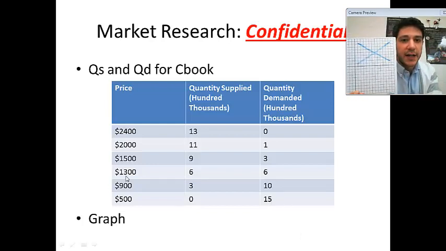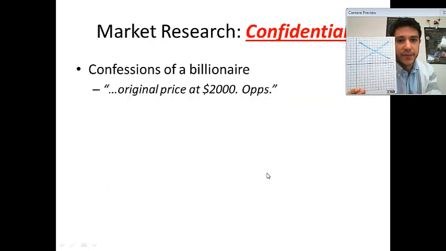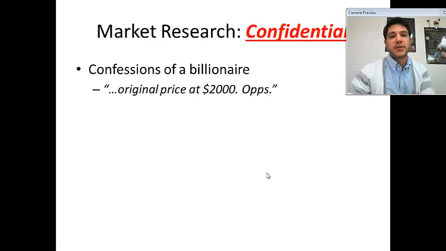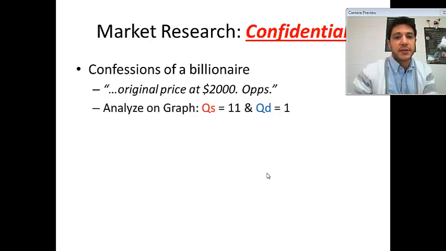For $1,300, we're supplying 6. And our customers are demanding 6. Okay, so then he writes, okay, the original price set $2,000. Oops, right? So go back to your graph. Look at that. Right? Your quantity supplied is 11, and your quantity demanded is 1.